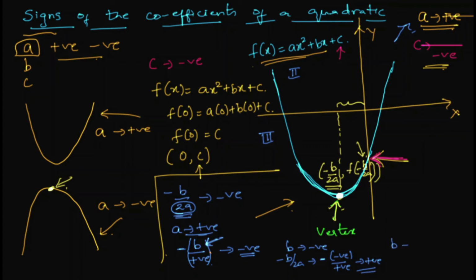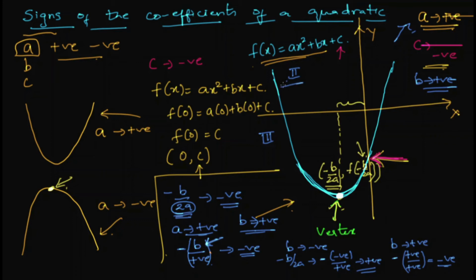If B is positive, minus positive number over positive number, overall value turns out to be negative. So minus B over 2A becomes negative if B is positive in this case. So we can conclude B is a positive quantity. So that's how we identify the signs of the coefficients of the quadratic.